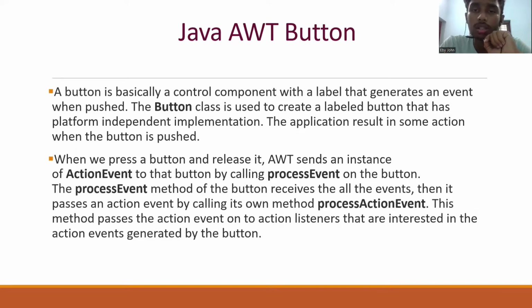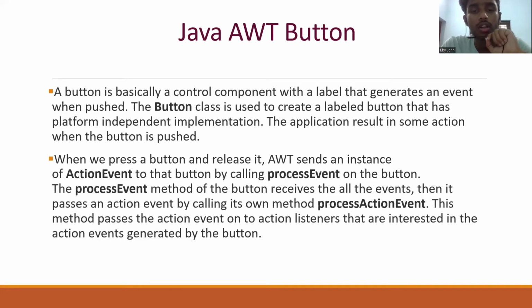Java AWT button. The button is basically a control component with a label that generates an event when pushed. The Button class is used to create a labeled button that has a platform independent implementation. The application results in some action when the button is pushed. When we press a button and release it, AWT sends an instance of ActionEvent to that button by calling processEvent on the button.